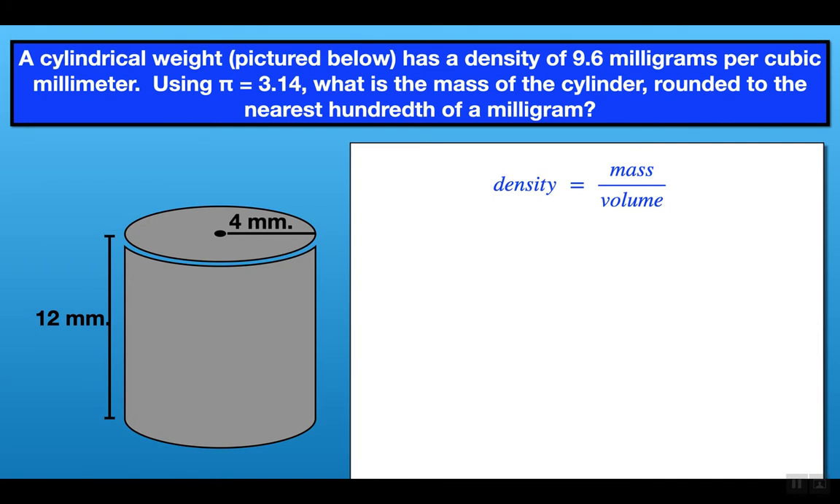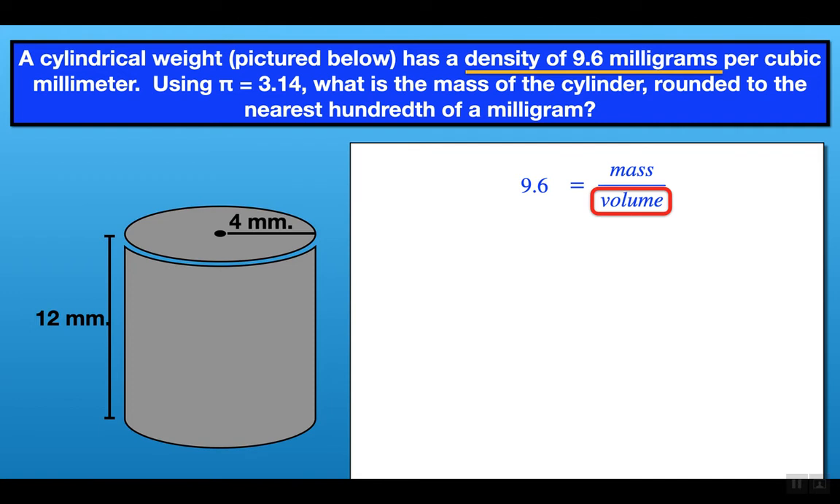Okay, now in the question, they tell us that the density is 9.6 milligrams. So let's substitute that value into our formula. So we're going to swap out density for 9.6. Now, we also need the volume, but they don't give us the volume in the question. However, we could figure out the volume from the picture of the cylinder.